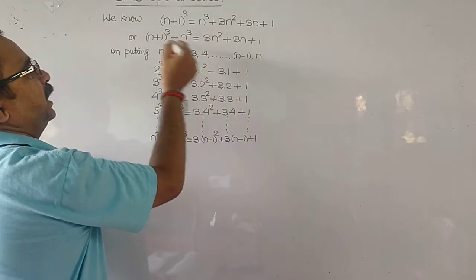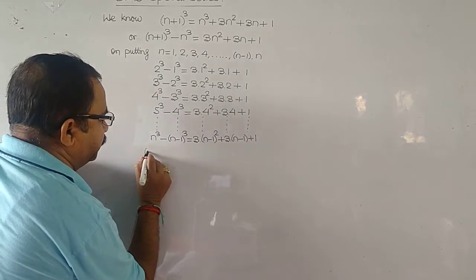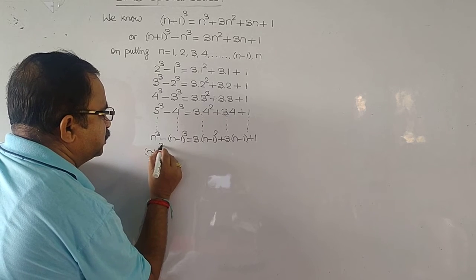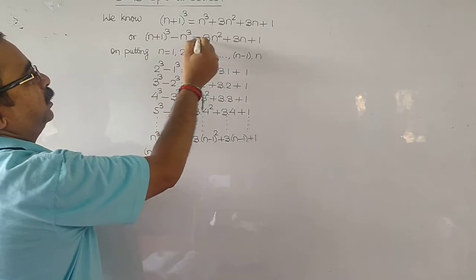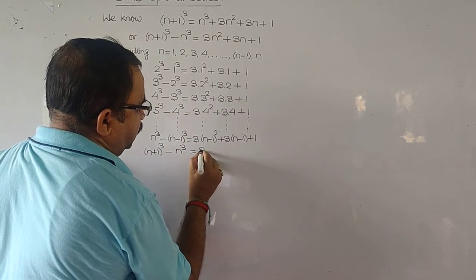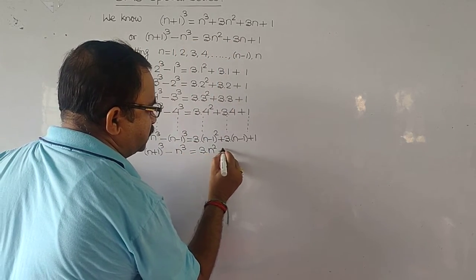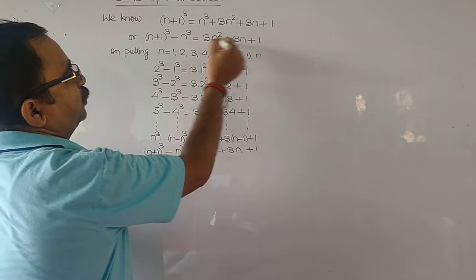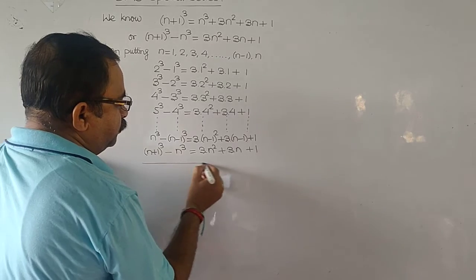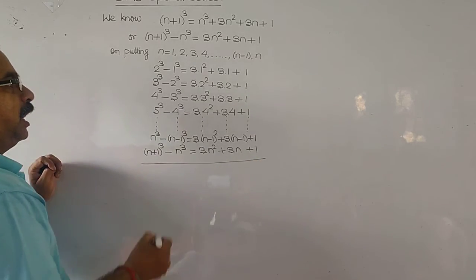Now substitute n. While substituting n, this will be (n+1)^3 − n^3 = 3n^2 + 3n + 1. यानी n सब्स्टिट्यूट करेंगे तो यही चीज रहेगी. एडिंग अप, ऐड कर दीजिए.